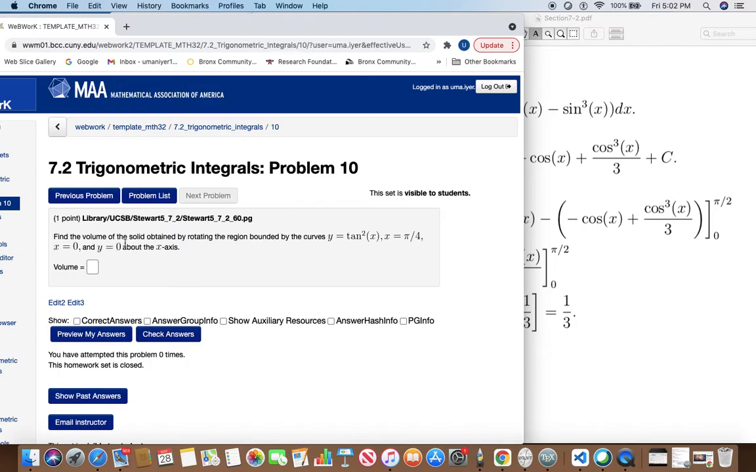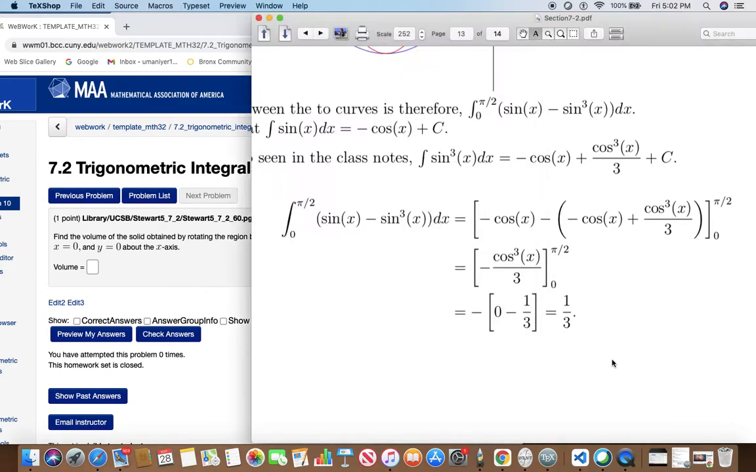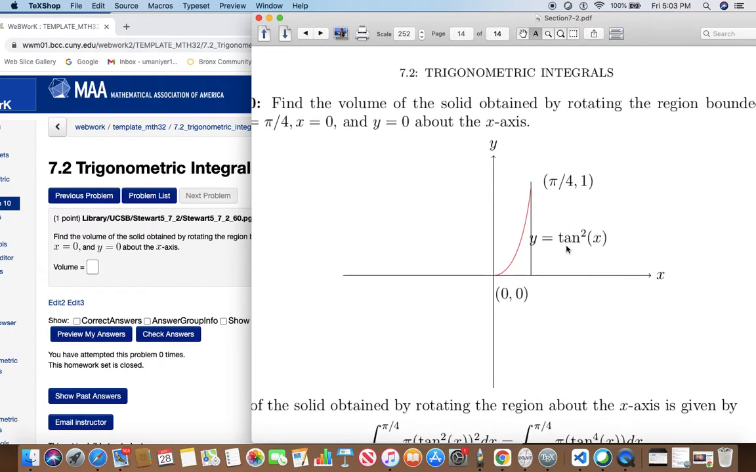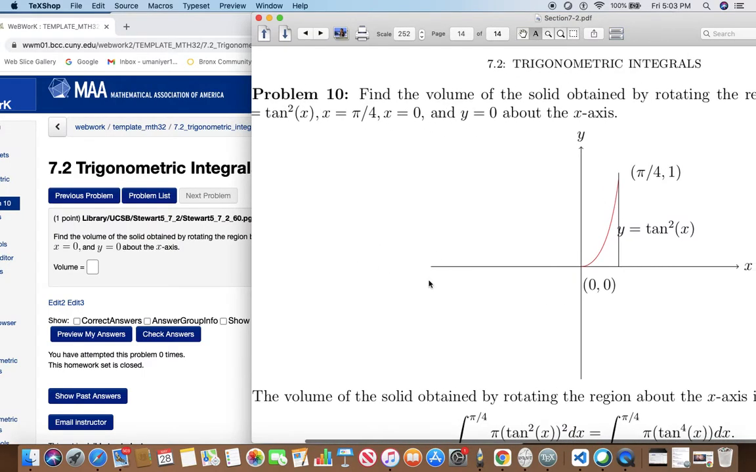Last problem, find the volume of the solid obtained by rotating the region bounded by the curve y equals tan squared x between x equals pi over 4, x equals 0 and y equals 0. So let's look at that. You are going to rotate it about the x-axis. Aha. So the red curve here is the curve y equals tan squared x. It actually goes on. You have a vertical asymptote at pi over 2, but we stop at pi over 4. So between x equals pi over 4, x equals 0, y equals 0.